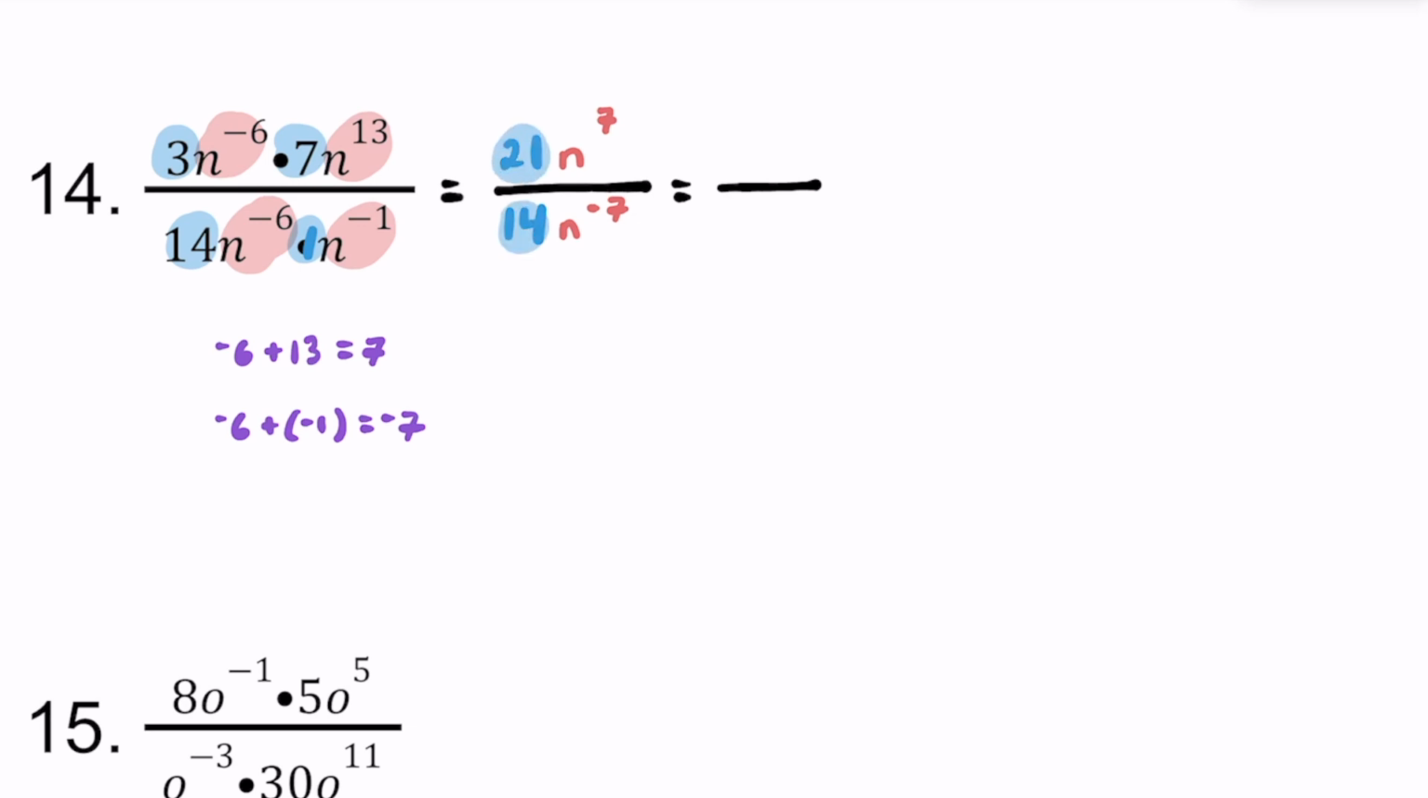Then let's clean this up even more. So 21 and 14, these coefficients, their GCF I think is 7. So let's divide these both by 7. 21 divided by 7 is 3. 14 divided by 7 is 2. And then looking at these variables, we have 7 and negative 7 for these exponents. So using the quotient property, we say 7 minus negative 7. That's the same thing as 7 plus 7, right? So 7 plus 7 is equal to 14. So using that quotient property, we can simplify those variables to n to the positive 14th power.